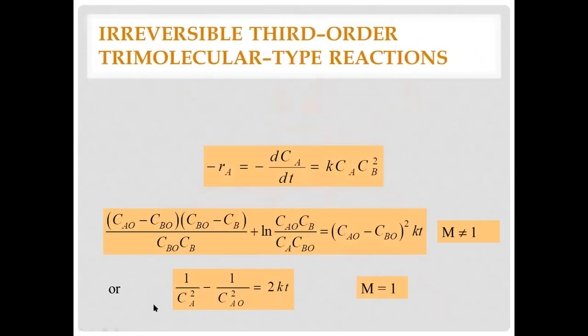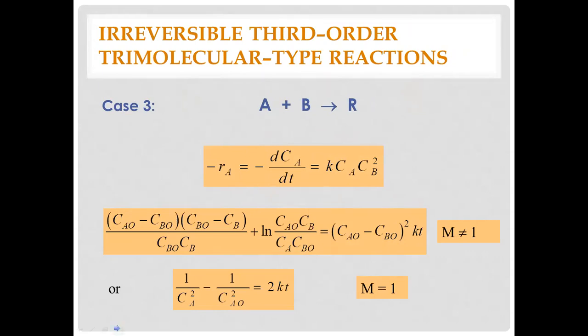Okay. The third case is non-elementary because stoichiometry does not agree with the rate law in this case. And we proceed just like what we did with the other cases that we have discussed for other types of reaction. And this is our answer. So this is your 1 over Ca squared minus 1 over CaO squared equal to 2 kT if m is equal to 1. If m is not equal to 1, meaning if it's in any other value other than 1, this will be your formula for this case 3.